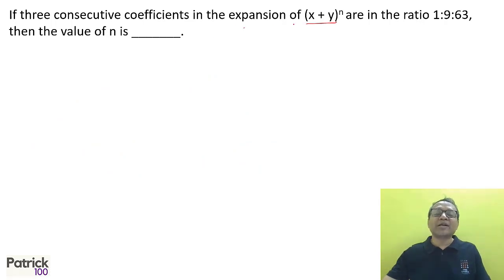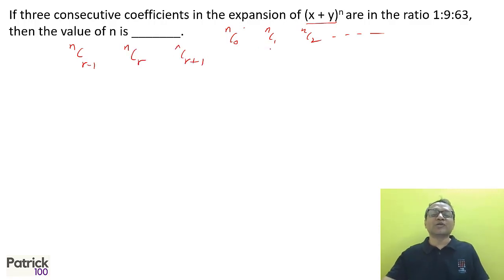When you expand x plus y raised to n, the coefficients come as nC0 for the first one, then nC1, nC2 and so on. So you have three consecutive coefficients. One way of using three consecutive coefficients, you can use nC(r minus 1), nCr, and nC(r plus 1), because this keeps on increasing.